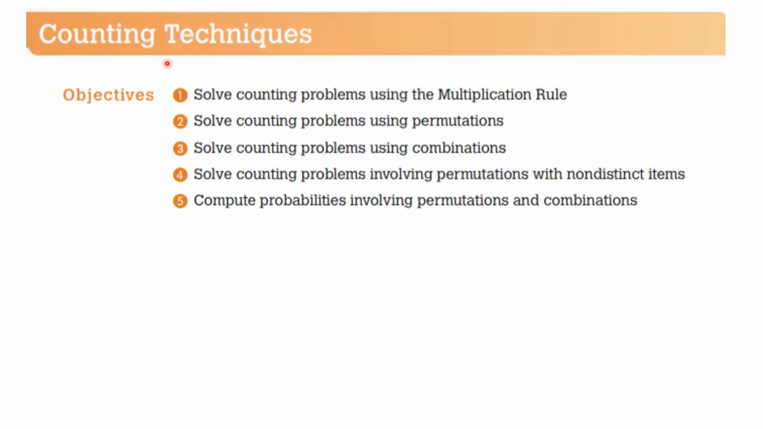So we're going to talk about counting techniques, and we're going to talk about the general multiplication rule. We're going to talk about permutations and combinations. Here order matters, here order doesn't matter, and special cases where we have non-distinct items, and we're using these to compute probabilities. So we're combining several concepts when we're doing this.